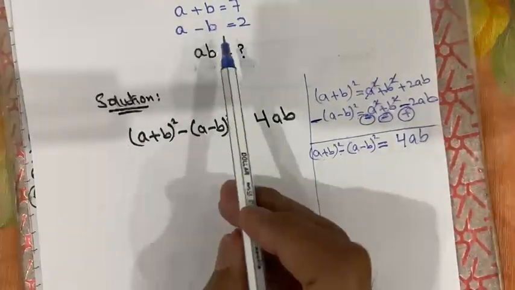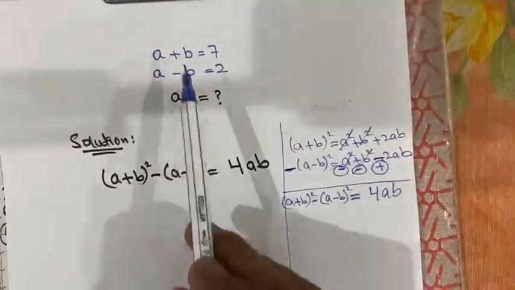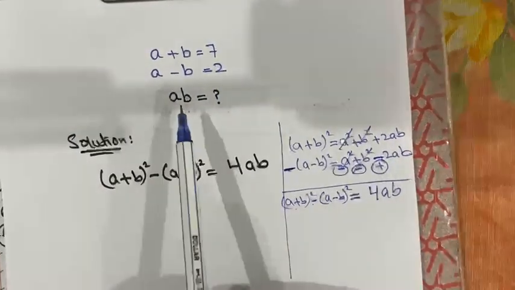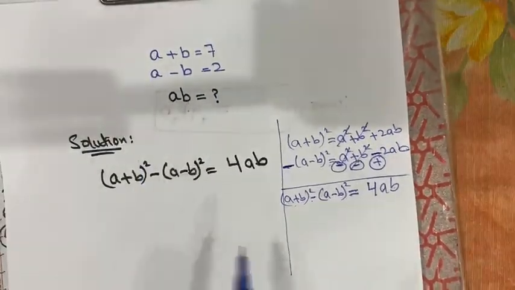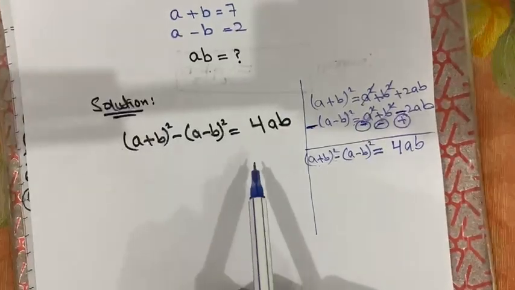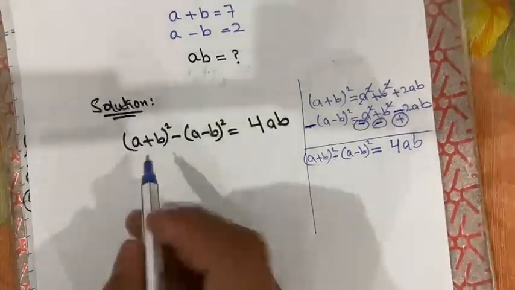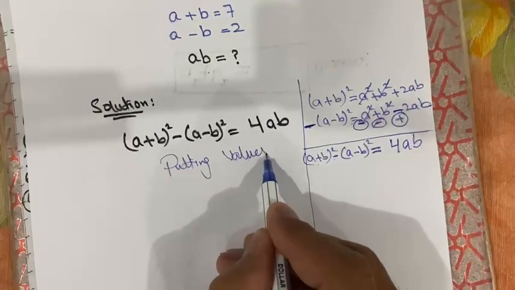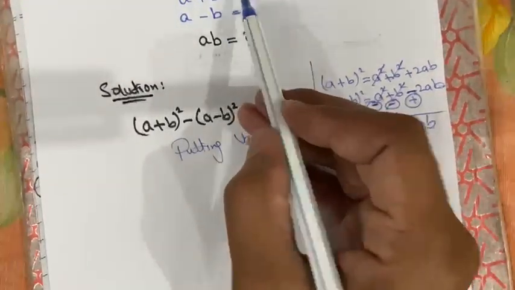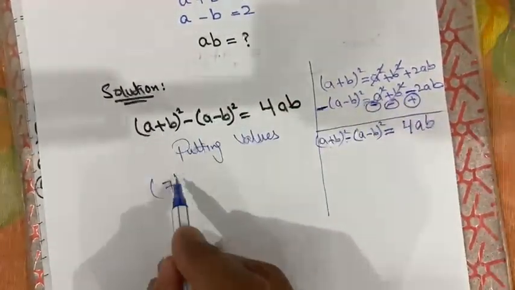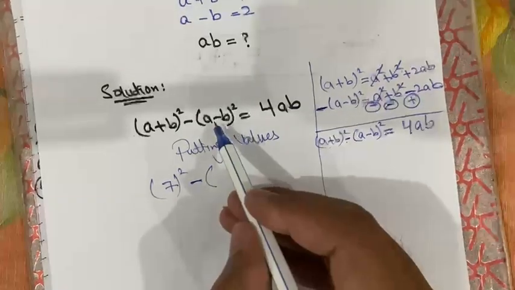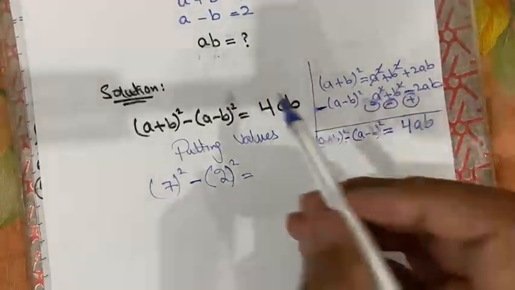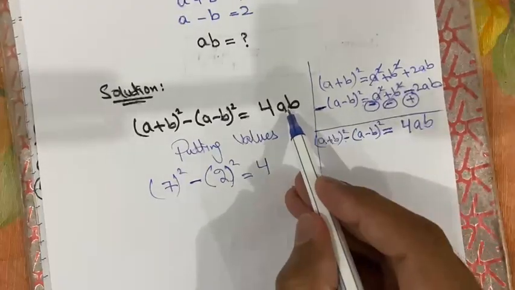In this case we are given the value of a plus b and the value of a minus b, and we are interested to find the value of ab. So now we have this formula. Putting in values, we know that a plus b is equal to 7, so 7 square, minus a minus b is equal to 2, so 2 square, equals 4ab.